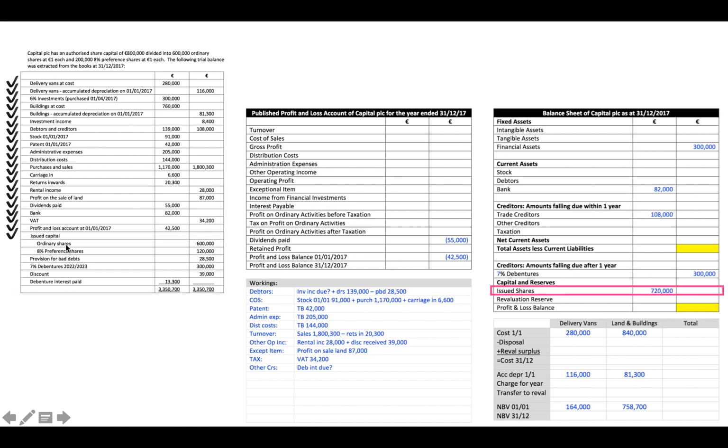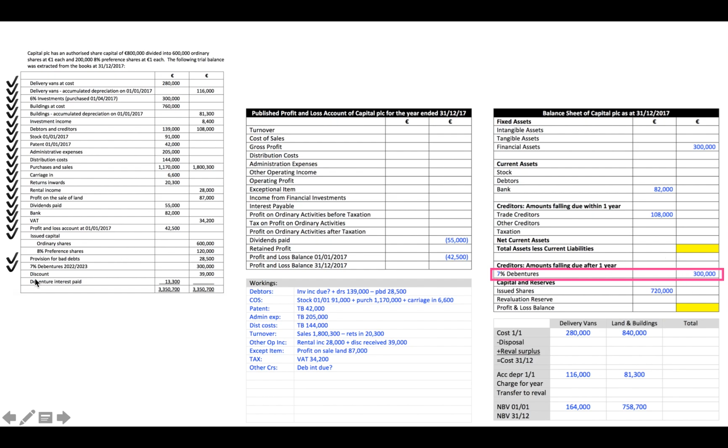So then we have issued capital. So we have 720,000 euro there. Okay, issued capital. Then we have provision for bad debts. So provision for bad debts, 28,500 here. So we take that away from our debtors. So usually it comes away from our debtors in our question 1. So we're going to take it away from debtors here as well. Then we have the 7% debentures, 300,000 euro. So 7% debentures, 300,000 euro there.